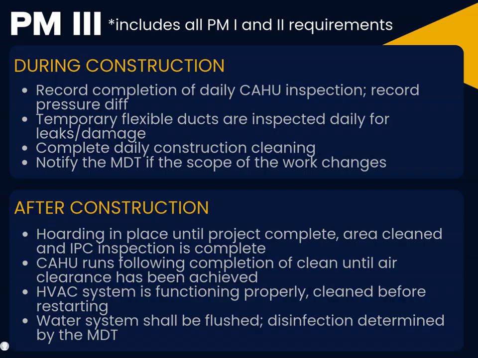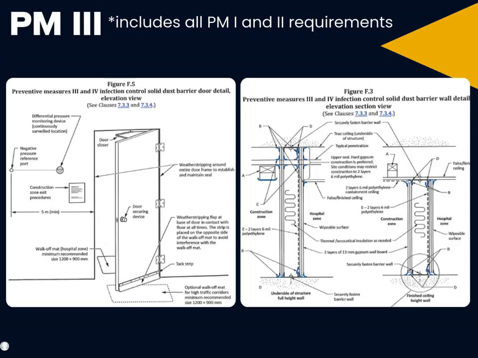When removing hoarding, minimize dust and debris by using HEPA vacuums, damp wipes, and carefully rolling in the construction side poly. EVS completes a terminal clean. Make sure the facility's permanent ventilation system is fully operational and cleaned if contaminated. Flush the water system and follow any disinfection procedures as determined by the MDT. Figures F3 and F5 from the CSA standard Z317 detail hoarding construction and barrier detail. These documents should always be reviewed prior to construction to ensure requirements are met.